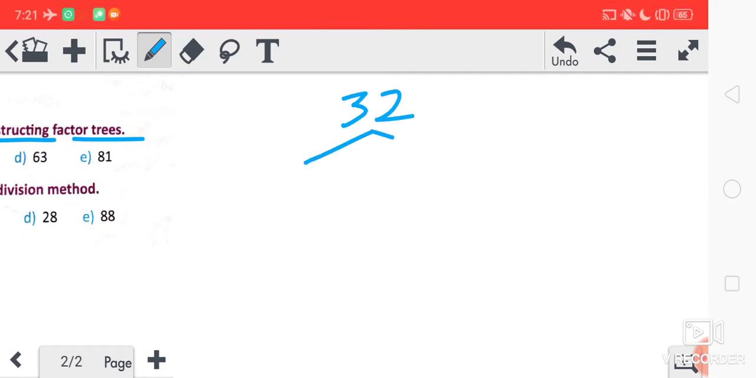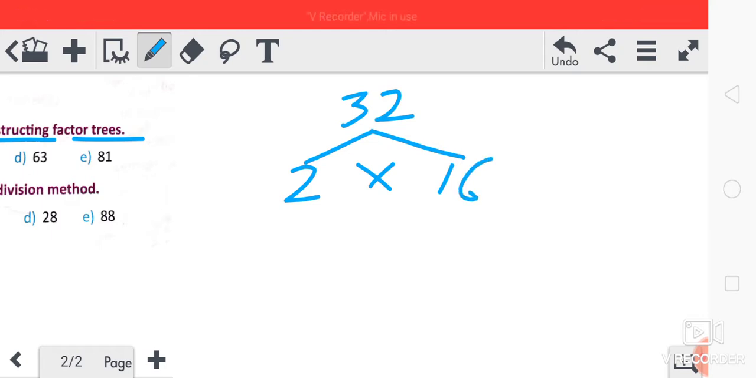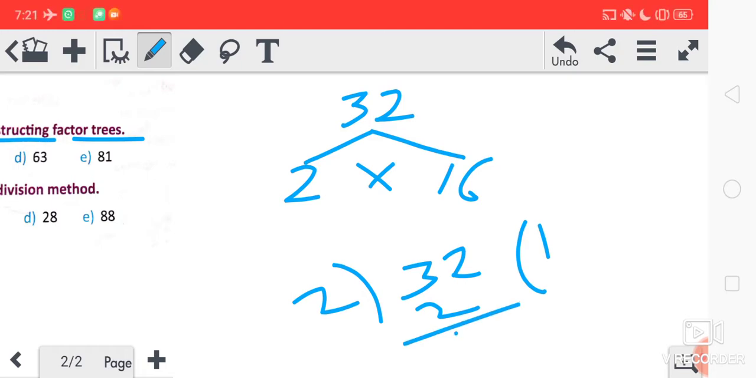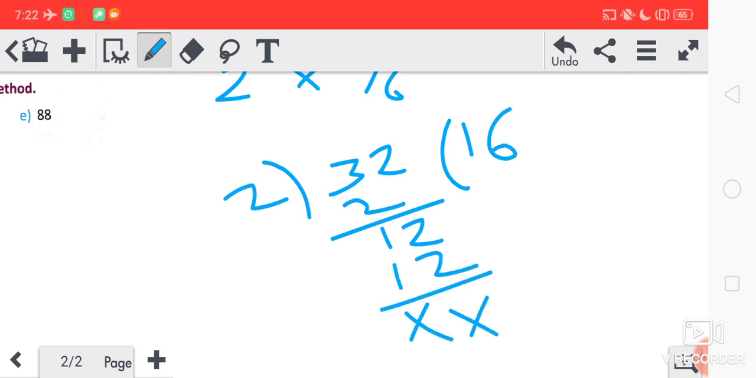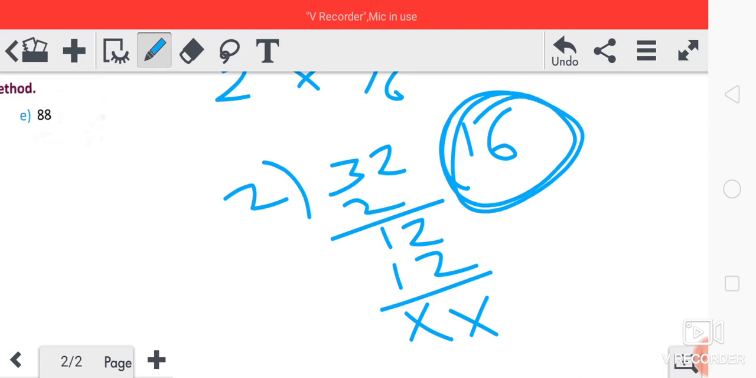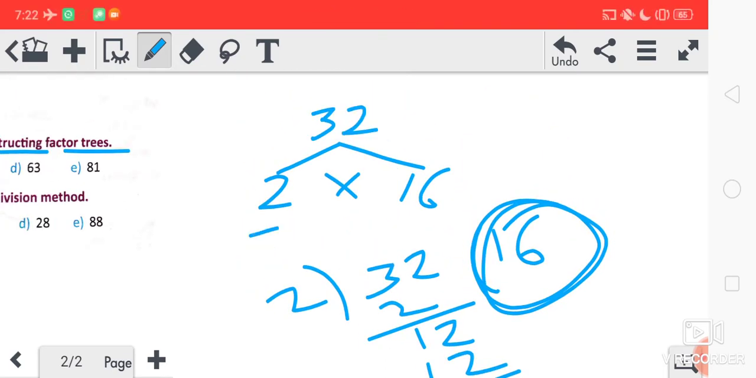Now 32, smallest number 2 into how much? 2 into 16. If you don't know, then what you can do? 32 you can divide by 2. 2 1 is 2. 3 minus 2, 1. This 2 will come down. Then 2 6 is 12. Are we getting it? So 16 we are getting as the factor. So 2 into 16 we can write this way. Okay.